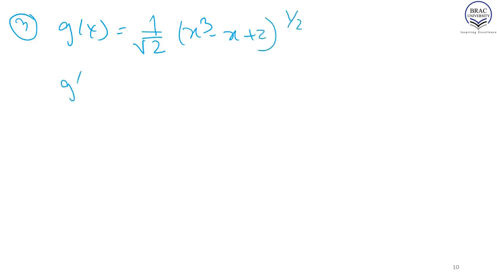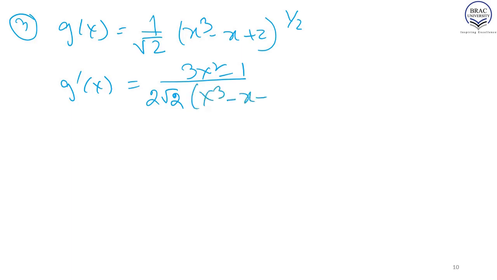Now compute g prime of x, for lambda. We compute lambda later. G prime of x, if you take the derivative, the half comes out and the power becomes minus half, so it will be 3x squared minus 1 on top, and down here is root 2 times 2 times (x cubed minus x plus 2) to the power half. That is our g prime of x.